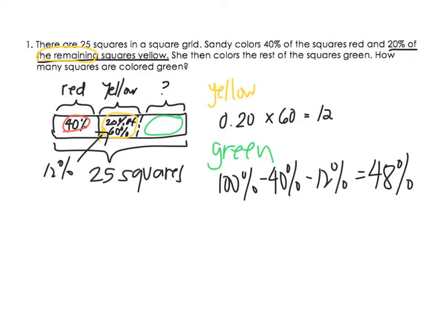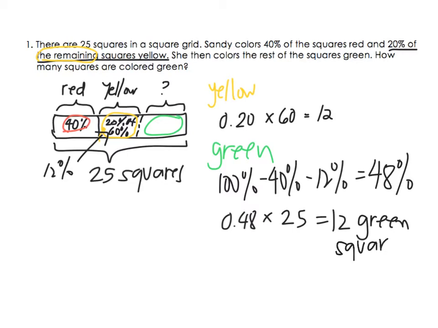48% is 0.48 in decimal form, and we can solve for 48% of 25 by multiplying 0.48 times 25, and you should get 12 green squares.